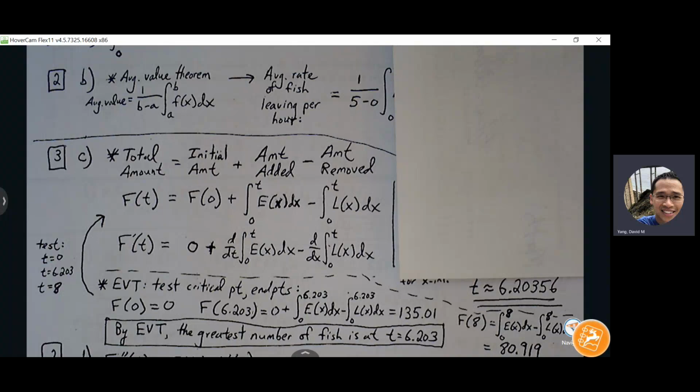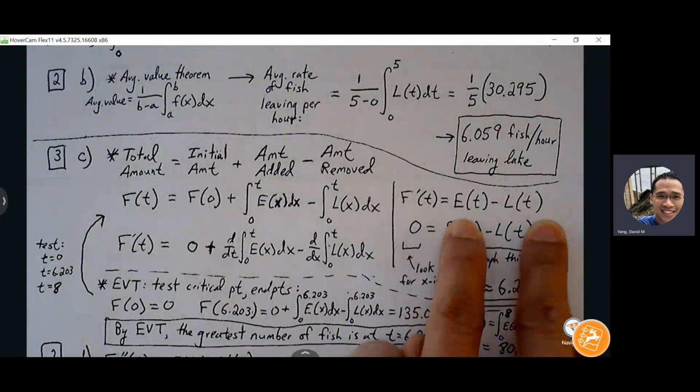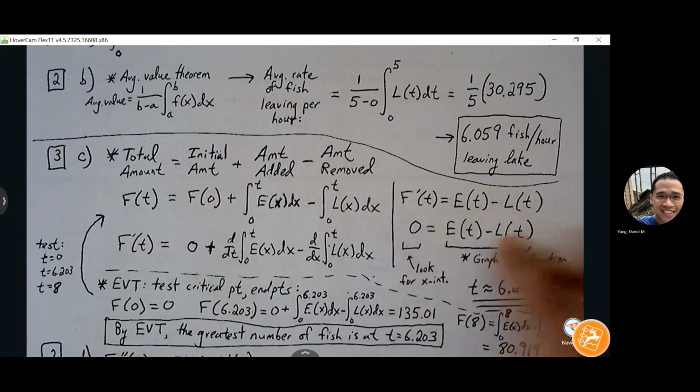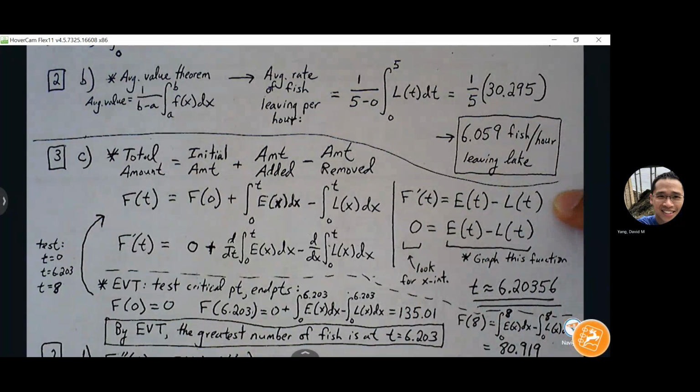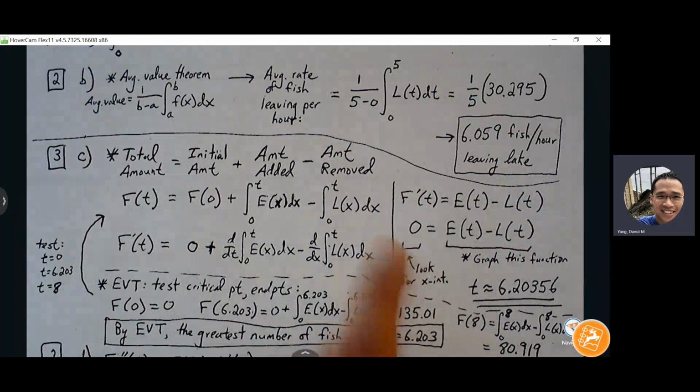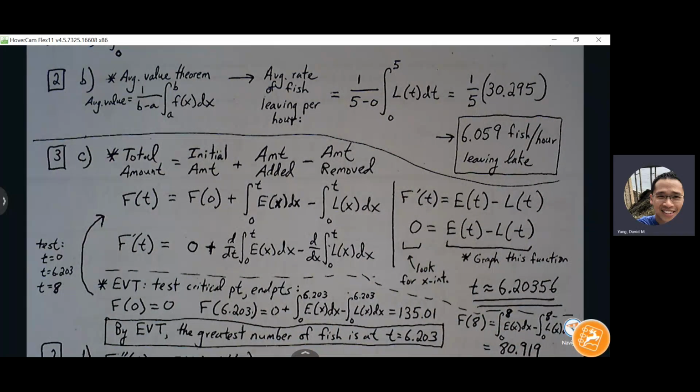F of 0 is 0. Derivative of this expression will turn it into e of t, right? This integral goes away, leaving e of t minus L of t. So then my formula is just f prime of t is equal to e of t minus L of t. That's my derivative equation. I'm going to set it equal to 0. So with the extreme value theorem, I'm always finding the derivative and setting it equal to 0 to find my critical points.